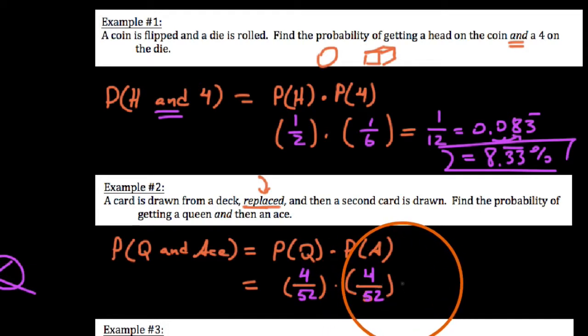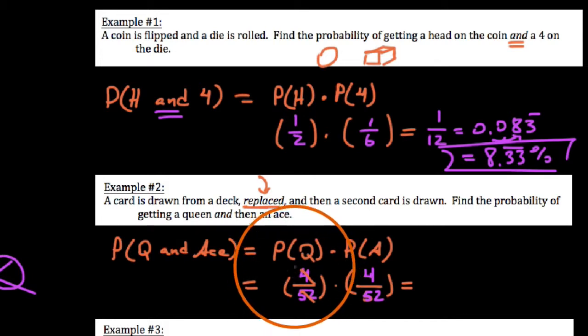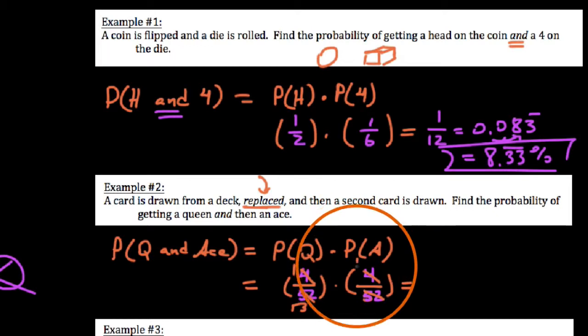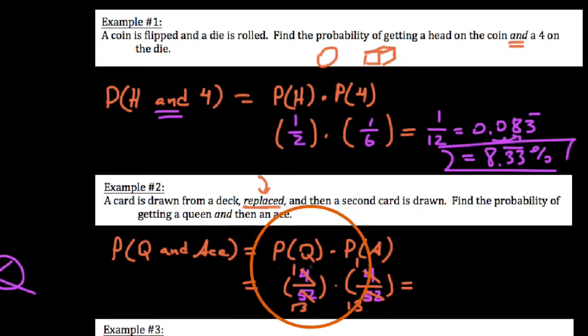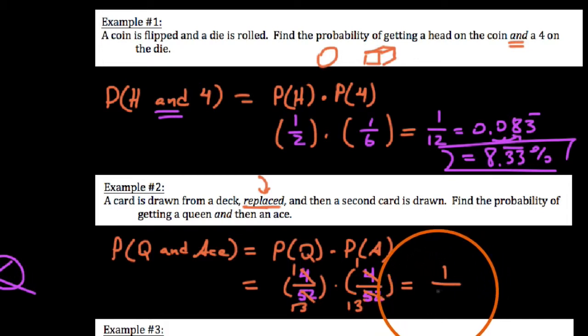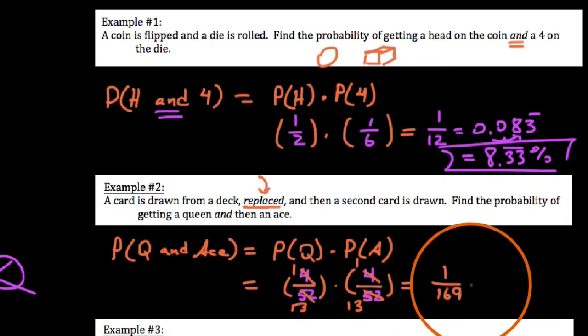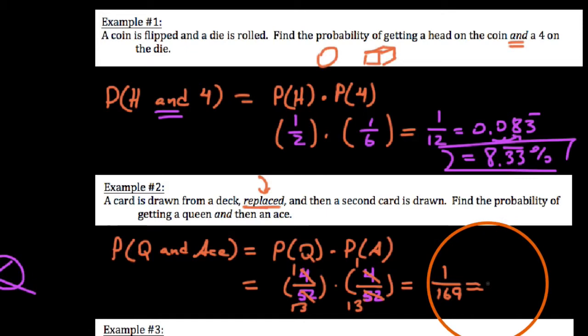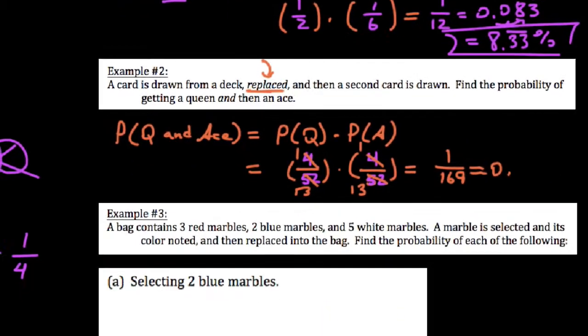So I want to, if at all possible, reduce things where we can. So this is 4 goes into 52 13 times, and it goes into itself once. So we get a 1 and a 13, a 1 and a 13, and when we multiply this straight across, we get 1 times 1 on top, and then we get 13 times 13 on bottom. Okay, so it's 169. So we got a 1 in 169 chance, and we do want to express this as both a decimal and a percentage.